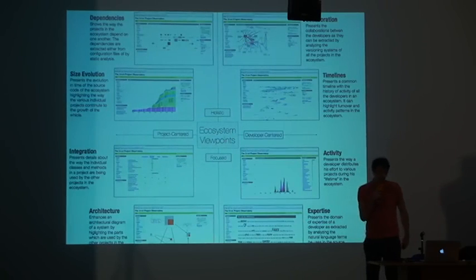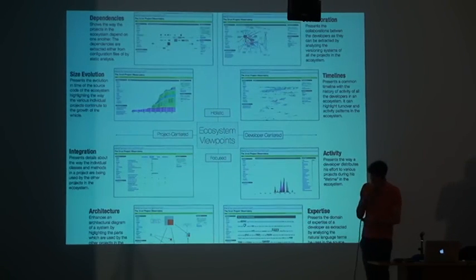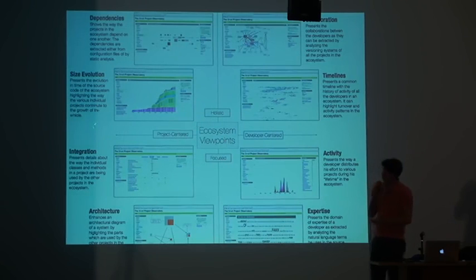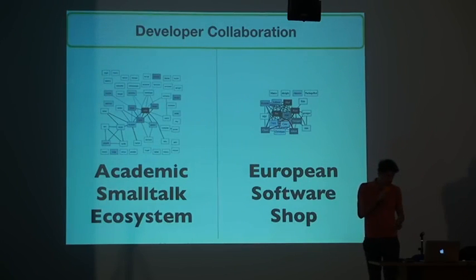Some of the things that you could do with it were look at dependencies between projects, look at how the size of the projects was evolving over time, try to extract collaboration between developers, and try to see the history of the developers' activity in the ecosystem. And I'm going to show you some of the things that I've seen.